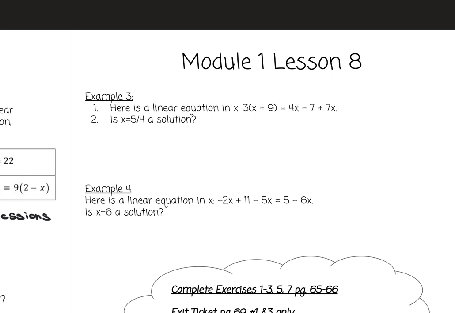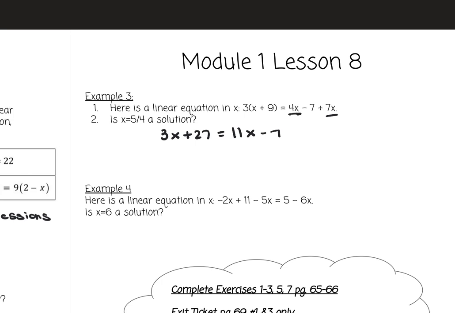Example 3 gives you a fraction of 5 over 4. So we're looking at, is it true when x is equal to 5 over 4? And then for example 4, we're looking at when x is equal to 6. All right, so here let's take a look. We can definitely simplify this. So think about when we simplified expressions, or you could leave it the exact same way. Either way works. We can go ahead and distribute that 3 to the x. So we have 3x plus 27. We see here that we have 2 variable terms. So we have 4x and we have 7x, which gives me 11x minus 7.